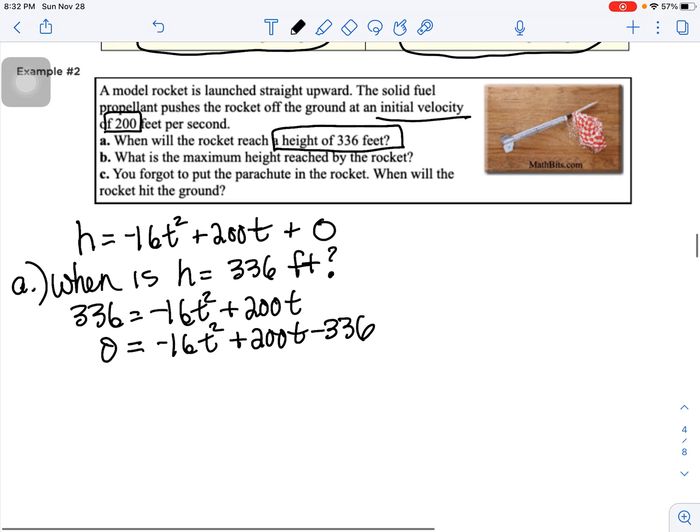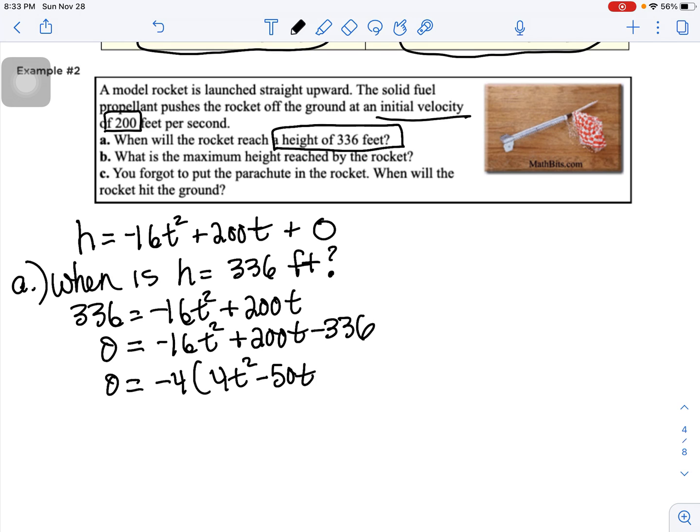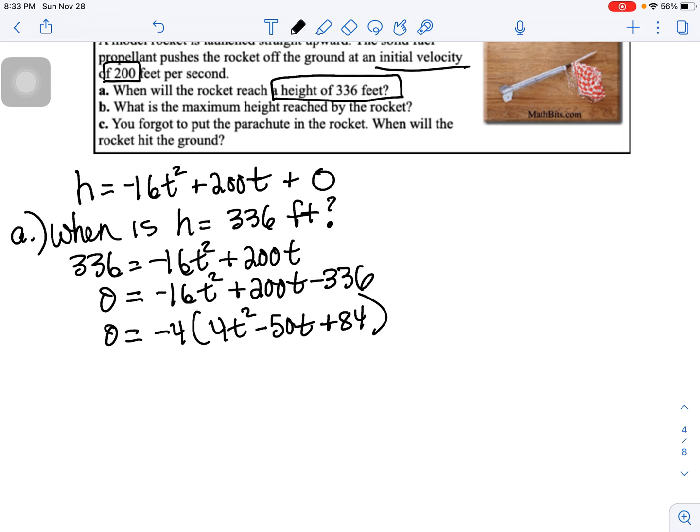Let's first start and see if we can take out a GCF, right? So, if we took out a negative 4, that would be 4t squared minus 50t plus 84. Now we could try to see if it factors, or we could go straight to the quadratic formula.